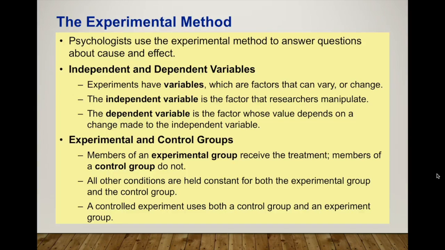Members of an experimental group receive the treatment, and members of the control group do not. All other conditions are held constant for both the experimental group and the control group. A controlled experiment uses both a control group and an experiment group.